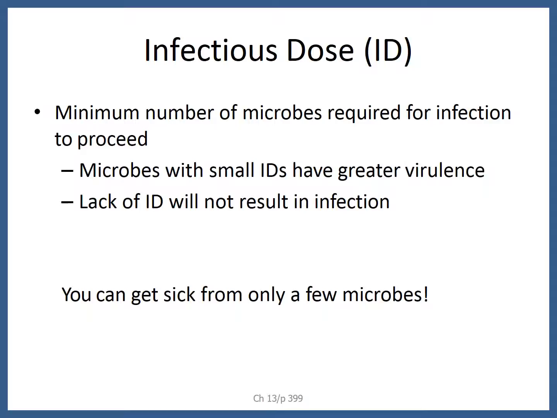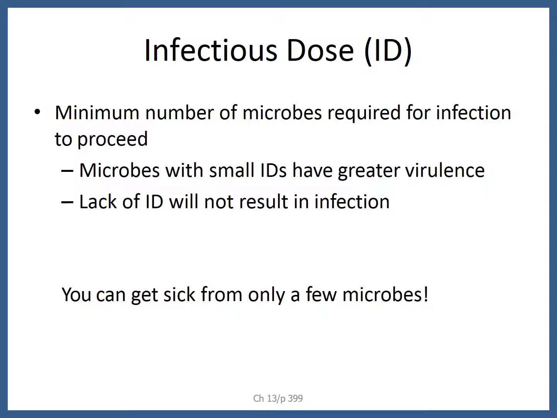So another important term to think about is the infectious dose. So the infectious dose is the minimum number of microbes that would be required for an infection to proceed. So in other words, let's say you're on a cruise ship and you've received some food that's infected with the Norwalk virus. It causes severe vomiting, and it's something that you really don't want to get, but it's very infectious. And what happens is you only need a small infectious dose. So you only need a very small number of virus particles to become sick.